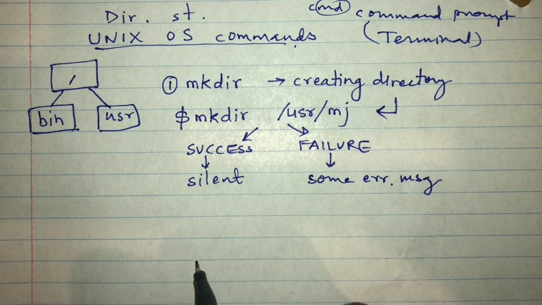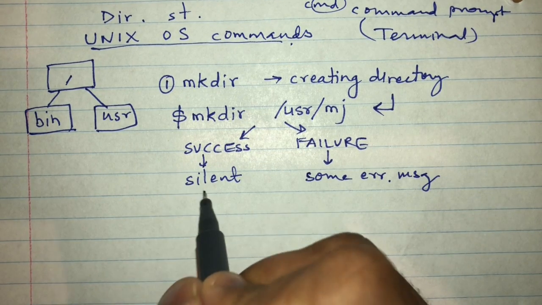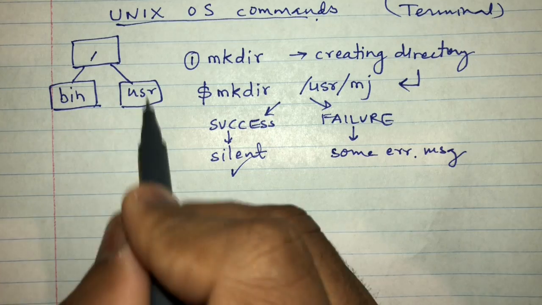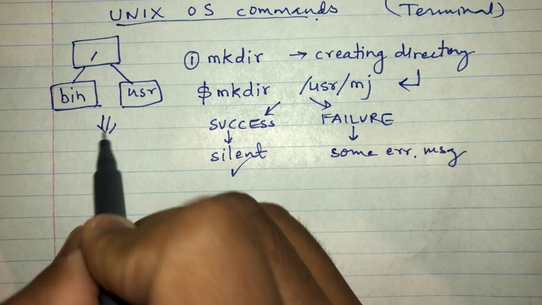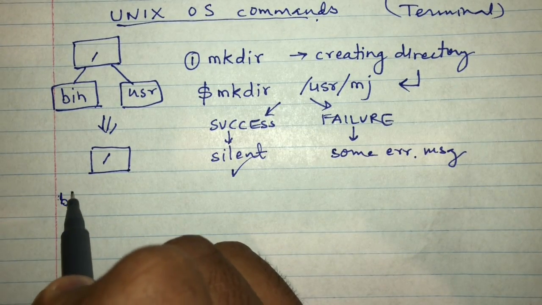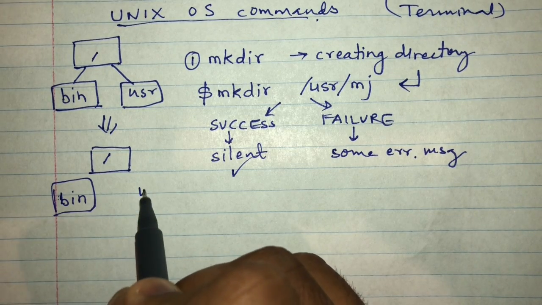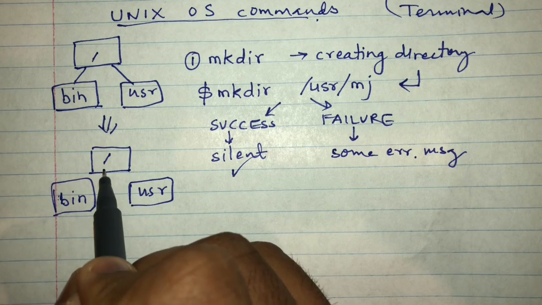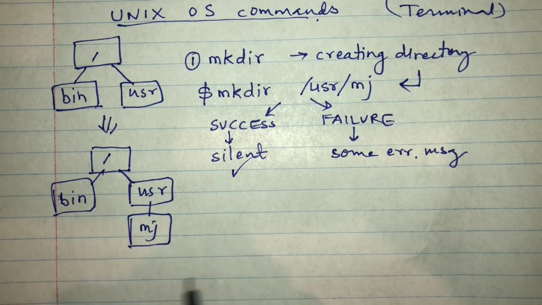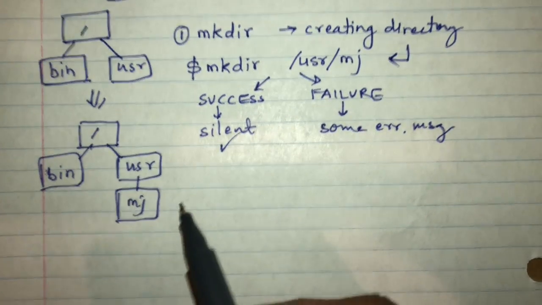It depends on how the command executed and what kind of output you will see. So let's assume the command ran successfully and we didn't get any output. So this directory structure will transform to this one. So you have root directory, inside that you have bin directory and USR directory, and inside USR directory you will have a new directory called MJ if this command ran successfully. So this was the first command.